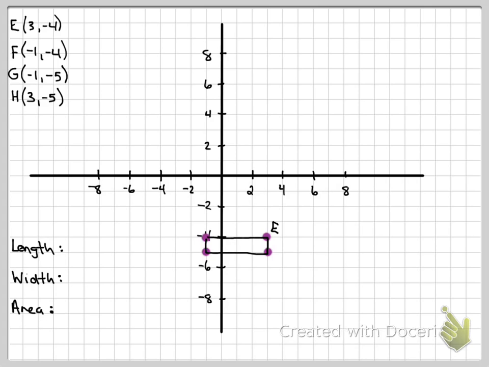You're counting the units. Okay, so how many units is the length? 4. How many units is the width? 1. So what's 4 times 1? 4. Did you square it? When you find the area, you always square the unit. Okay? 4 units squared. Or you could say 4 square units. Either one would be fine.